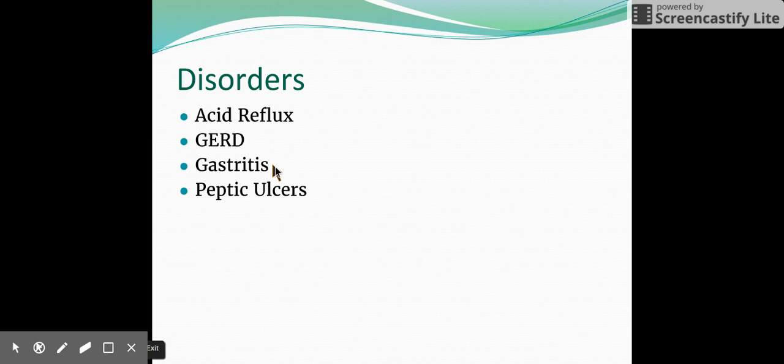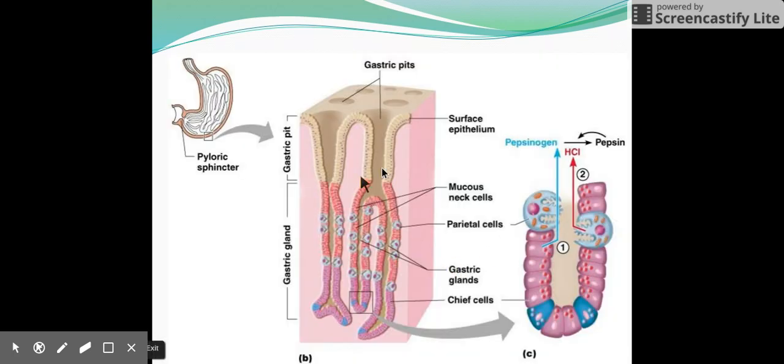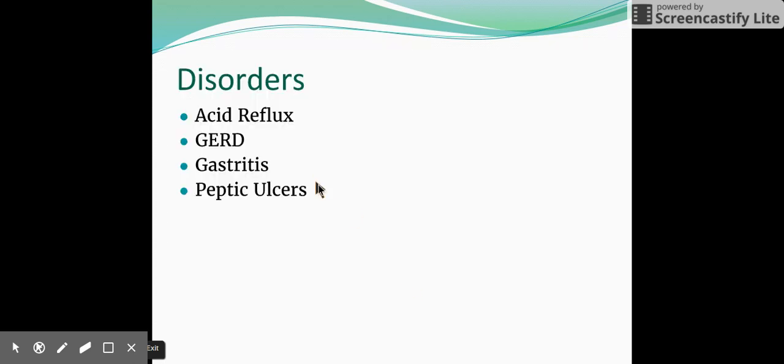Gastritis is an infection in the mucosa lining of the stomach, and it is closely tied to peptic ulcers. Peptic ulcers used to be thought to be caused by stress. What we now know is that peptic ulcers are actually caused by a bacterial infection that infects these gastric pores that we talked about on this slide and prevents them from producing mucosa that would protect the lining of the stomach from all the acid.